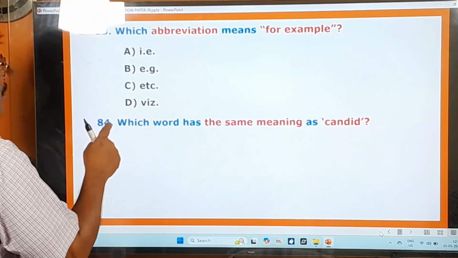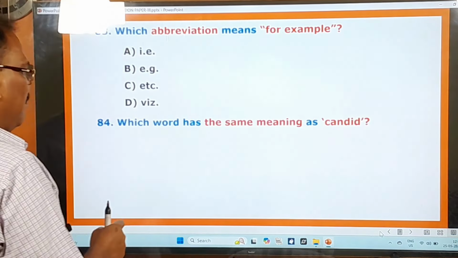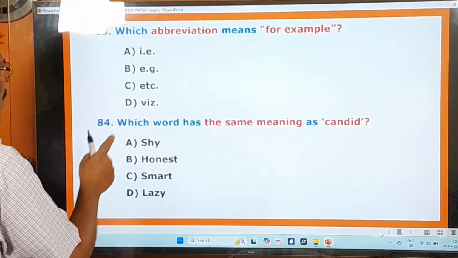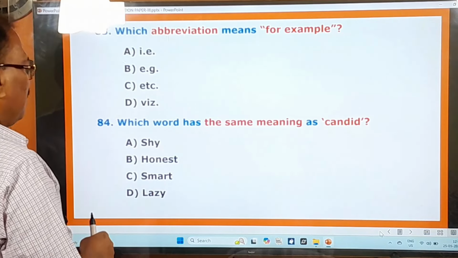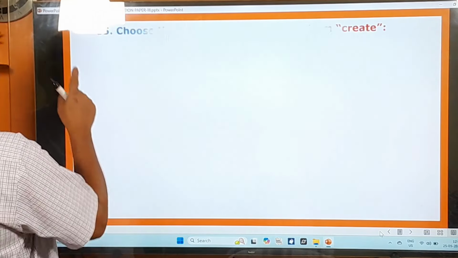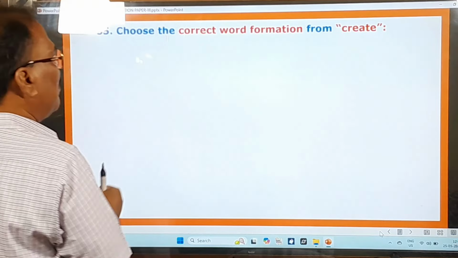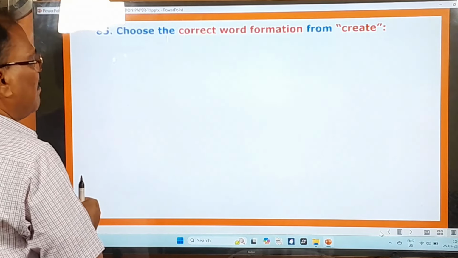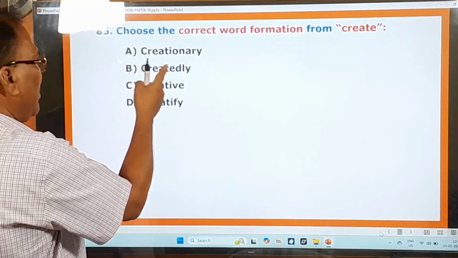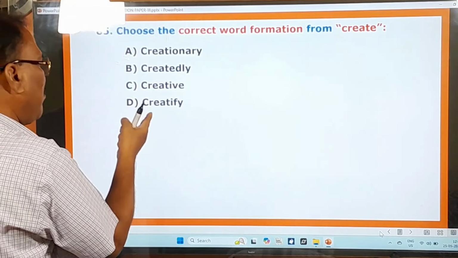84th question. Which word has the same meaning as candid: shy, honest, smart, lazy? 85th question. Choose the correct word formation from create: creationary, createdly, creative, creatify.